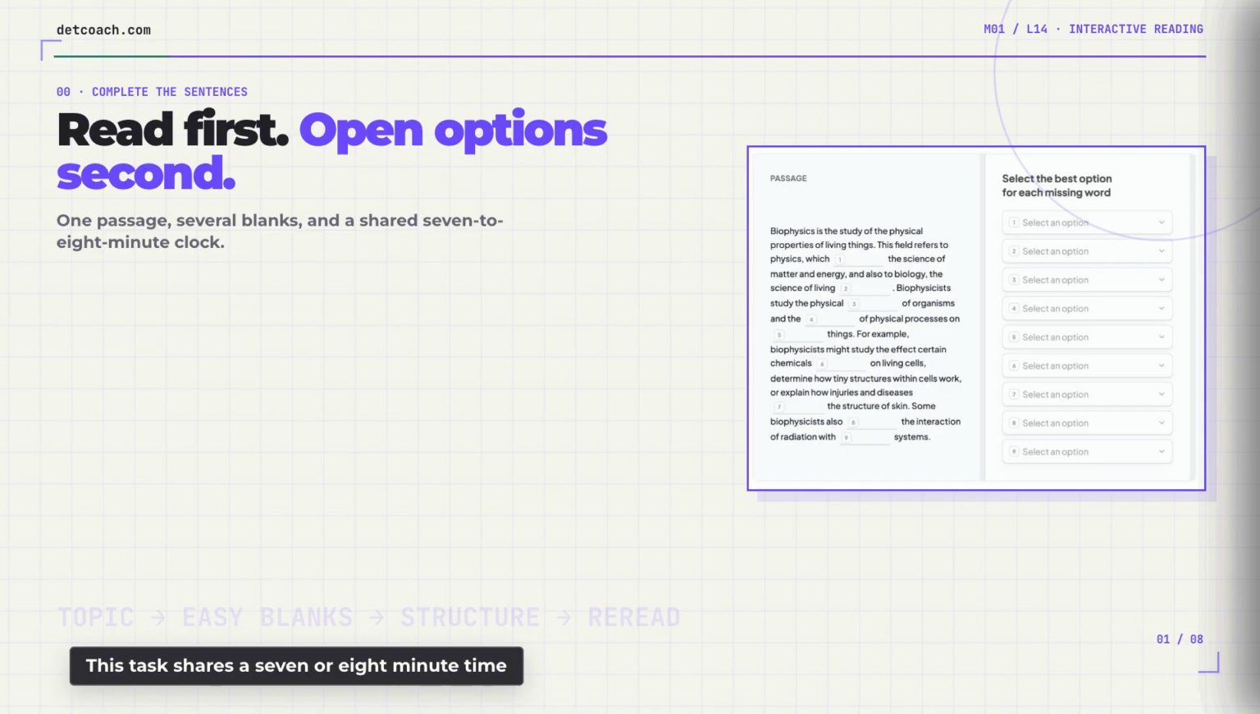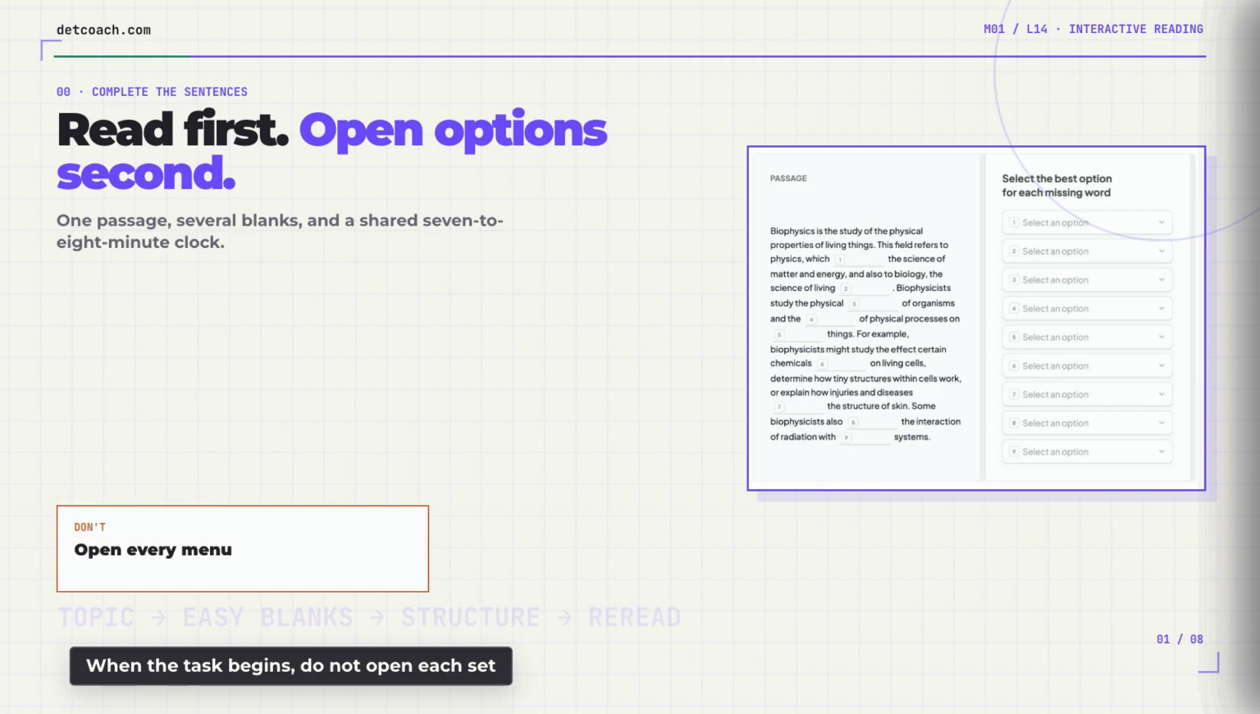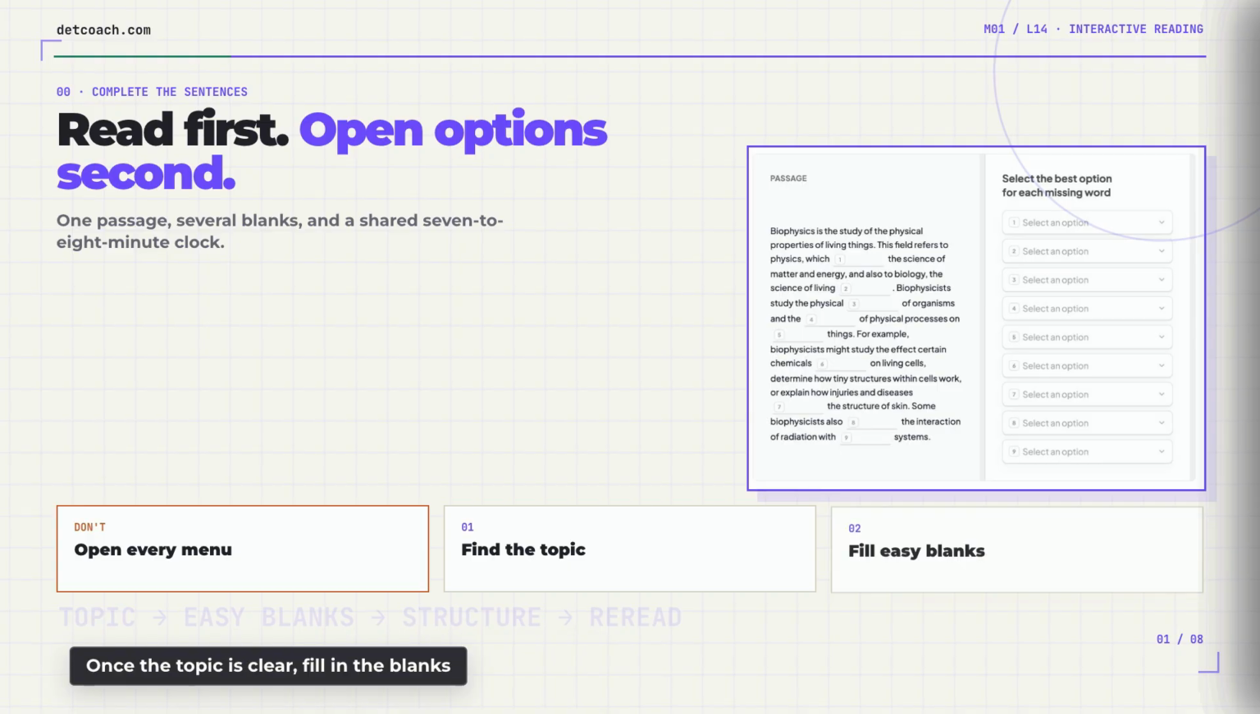This task shares a 7 or 8 minute time limit with the 5 questions that follow. When the task begins, do not open each set of options right away. Read the complete sentences first and work out what the passage is about. Once the topic is clear, fill in the blanks you can answer immediately. Then return to the ones that require you to analyze the sentence structure.